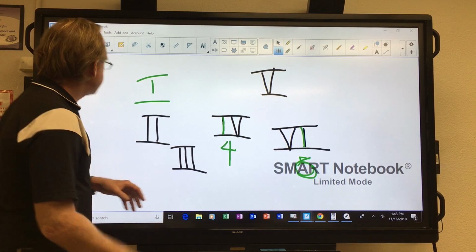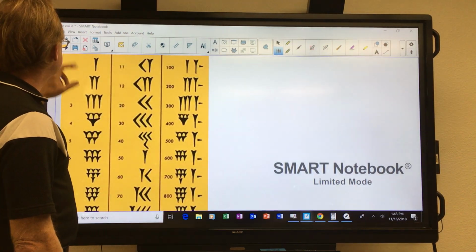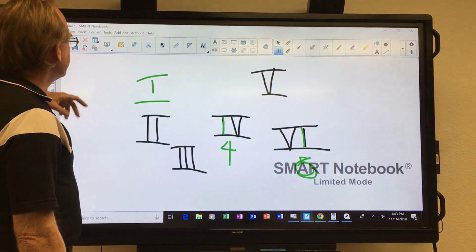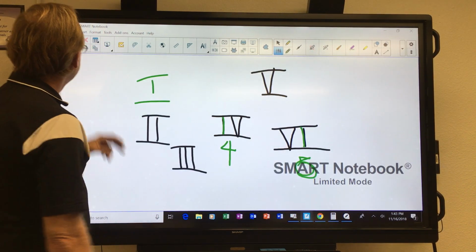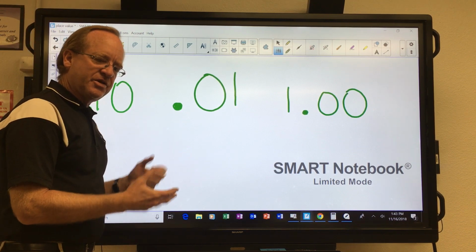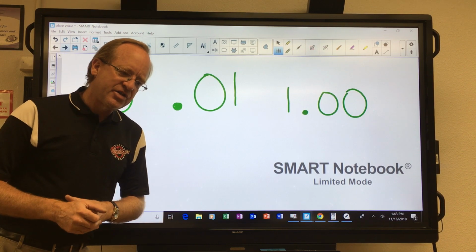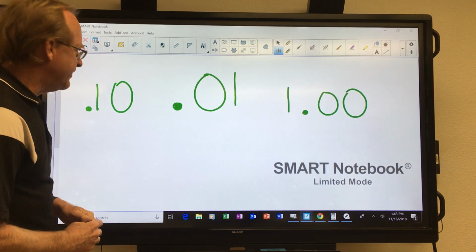But the point is that regardless of whether it's the Roman numeral system or the Sumerian system, there are rules about number systems. Now, obviously, we're using this number system, and there's rules about it that you already know. It's just that you probably don't think about it very often.